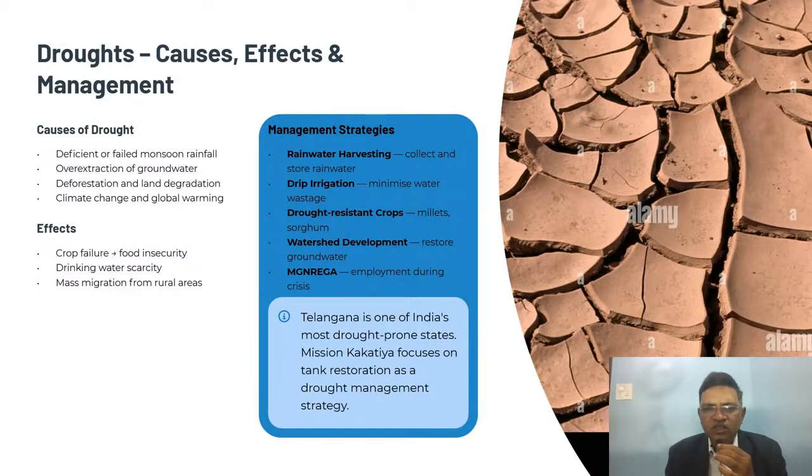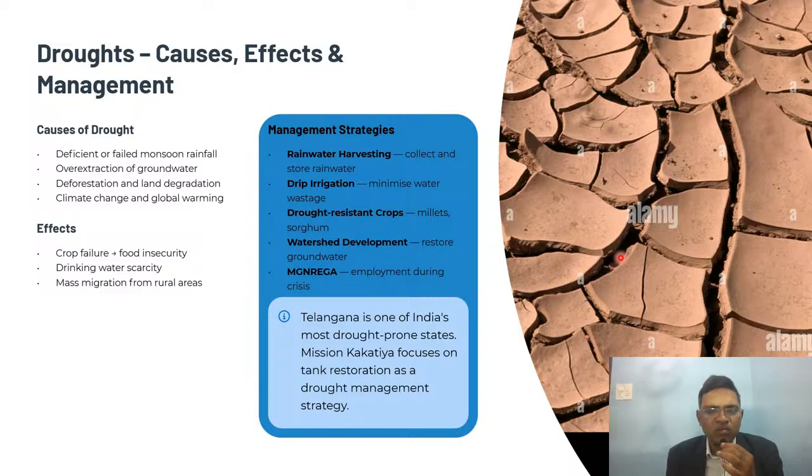Okay. So here, drought: causes, effects and management. Causes of drought: less monsoon rainfall, over-extraction of groundwater, deforestation and land degradation, climate change and global warming. These are the causes of the drought situation. Then the effects. So due to drought, what happens? Crop failure, food scarcity, and drinking water scarcity.